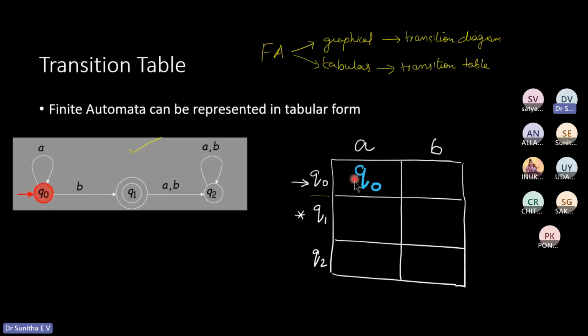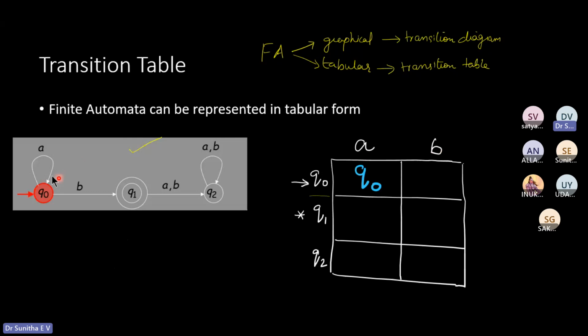So we have to fill Q0 over here. That means at Q0, if A comes, it will remain in Q0 itself. Then the next column says, if the machine is in Q0 and the input is B, what is the next state? Check the state diagram. If the machine is in Q0 and the input is B, it will take this transition and transit to Q1. So the next state after this transition is Q1, so we have to fill Q1 here.